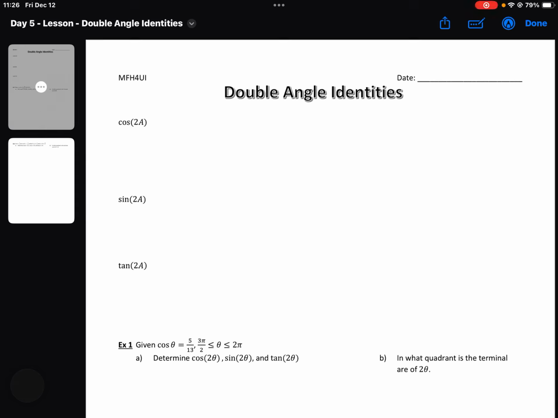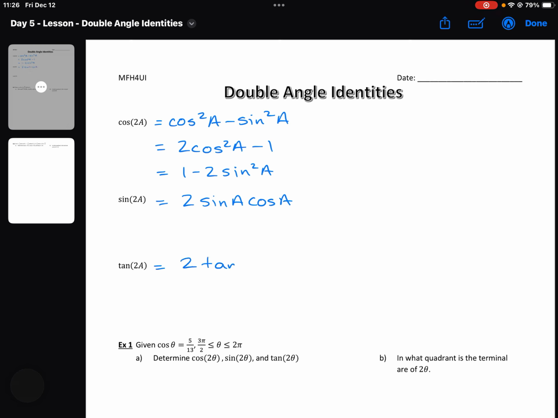This video goes over the double angle identities. So cos 2a actually has three separate identities that we use: cos squared a minus sine squared a, 2 cos squared a minus 1, and 1 minus 2 sine squared a. Sine has one identity, 2 sine a cos a, and tan 2a is 2 tan a over 1 minus tan squared a.